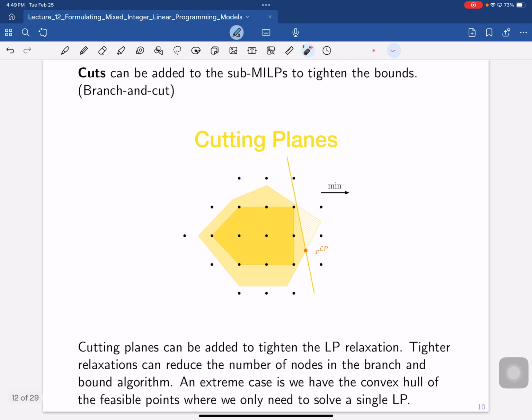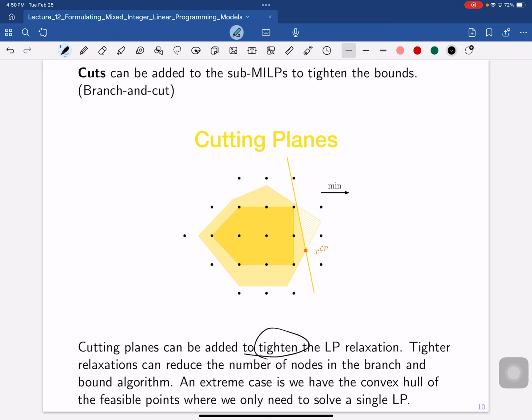Now, the idea is you can use cutting planes to so-called tighten the LP relaxation. This is a verb that is usually used in integer programming research: which formulation is tighter? Tighter relaxations can reduce the number of nodes in branch and bound. That's why modern solvers on MILP are so good, because they combine branch and bound with cutting planes. If you don't have any cutting planes, branch and bound itself can be very slow as well. Okay?